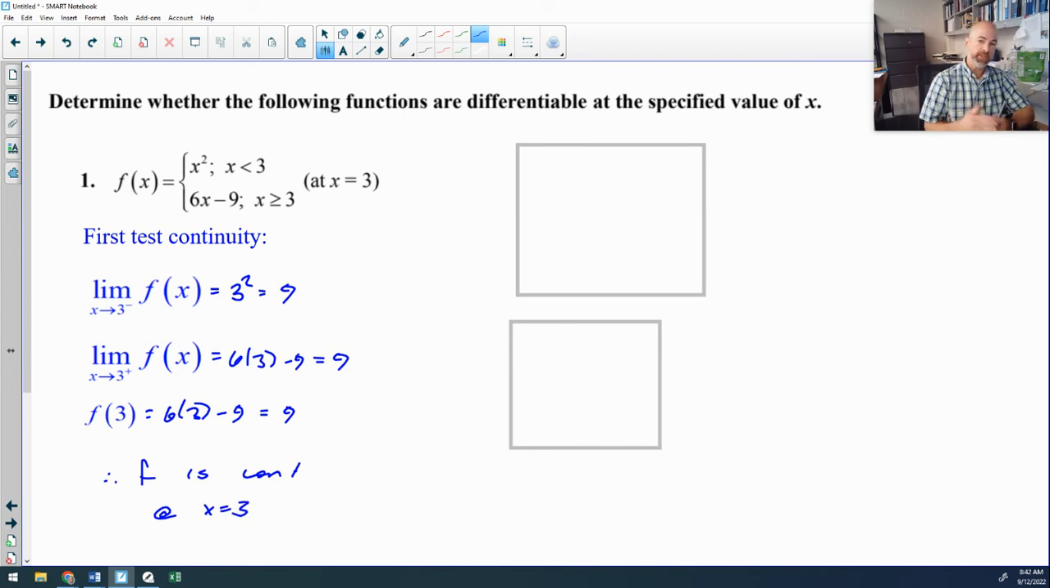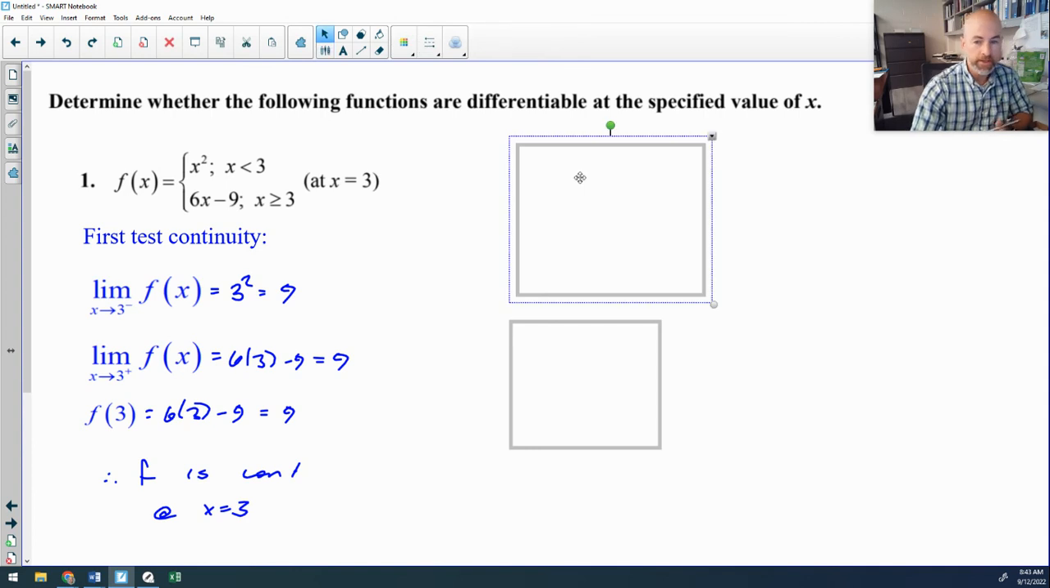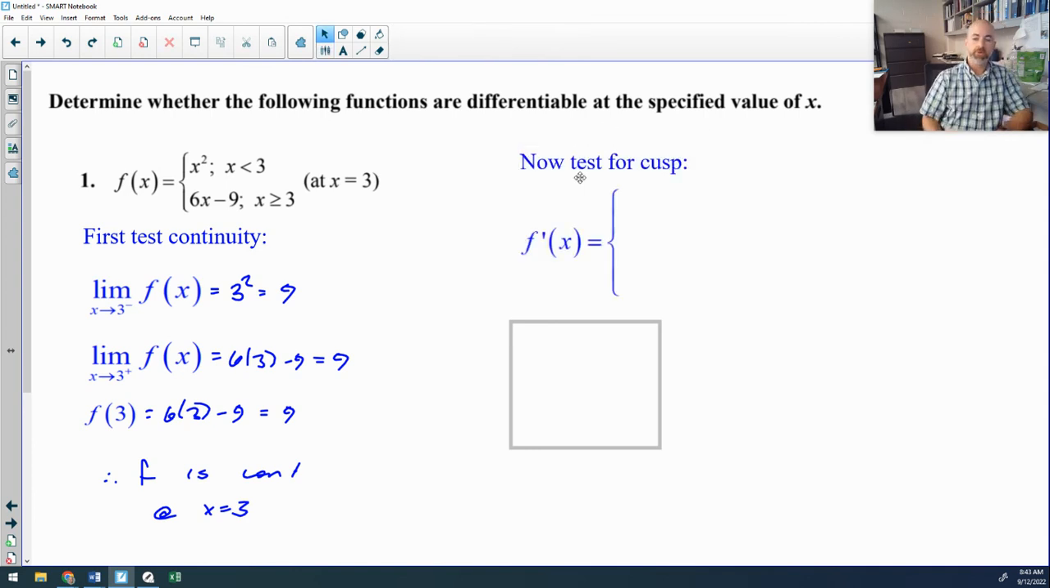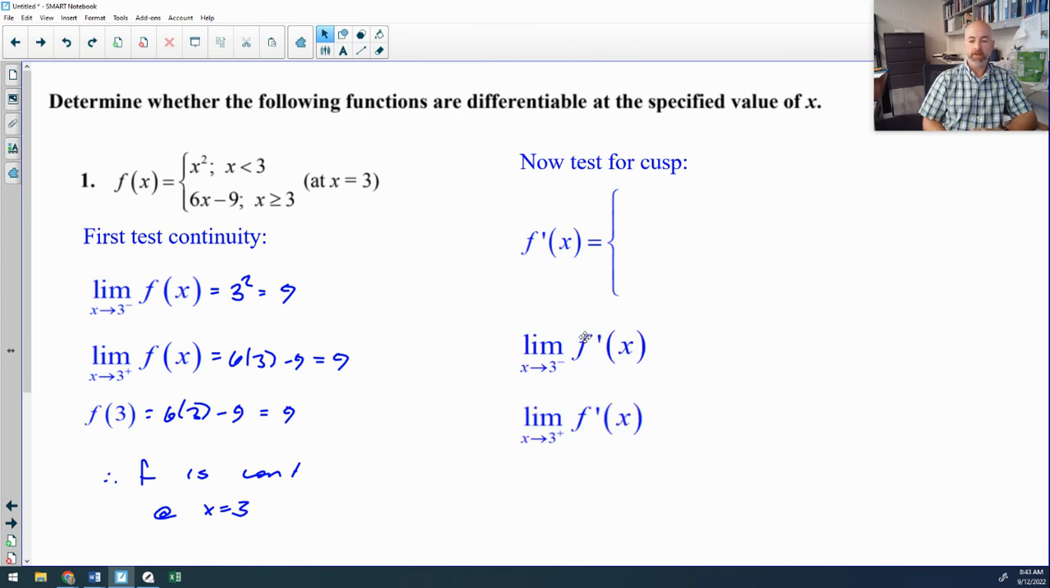And once we are continuous, now we have to see if the function is differentiable. And so to test for that cusp, we will ultimately need to find the limit from the left side of 3 and the right side of 3 of the derivative, which means we have to find the derivative. And the derivative of a piecewise function is simply differentiating each of the pieces. It's nothing tricky. So the derivative of x squared is 2x, and that's for x less than 3. The derivative of 6x minus 9 is 6. That is for x greater than 3.